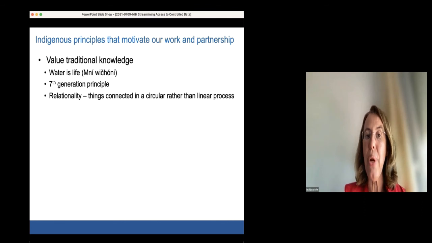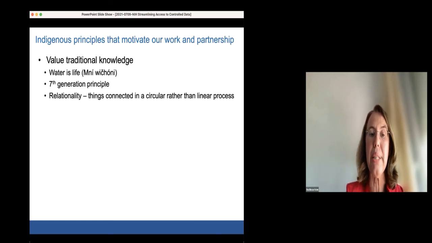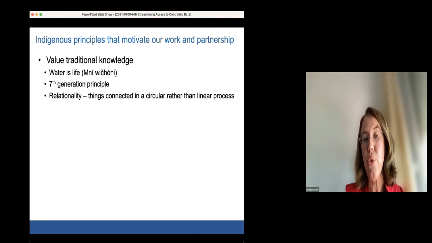So the way we've incorporated these principles in my own personal work, for instance, is the value of traditional knowledge. We do a lot of research on water and water quality. So we acknowledge that water is life, which is an extremely important concept for tribal communities. And also the idea of the 7th generation principle, which is also very important for the research that we do in terms of epigenomics, transgenerational effects, the idea that what we do towards our population, our people, our system, our world today is going to have consequences down the road, in generations down the road.